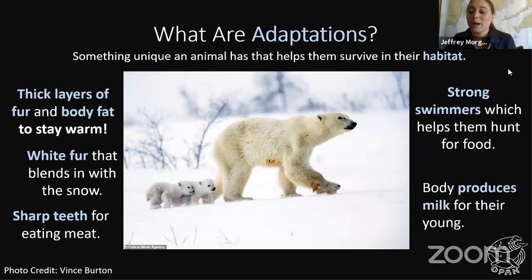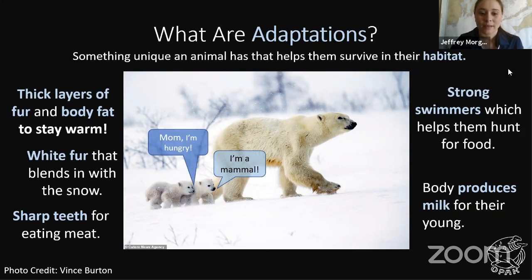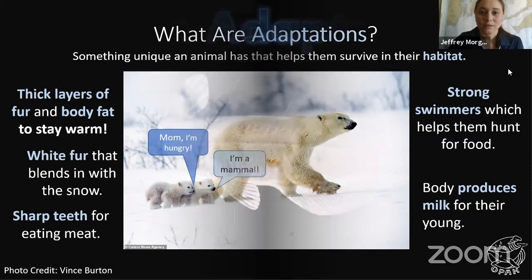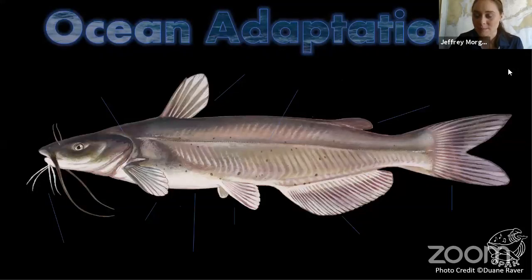Now, their bodies also produce milk for their babies. This mother polar bear you see in the picture has two cubs. Her body produces milk to feed those baby cubs. And you might be familiar that makes these animals a mammal. And something really, really cool that not a lot of people know, polar bears are marine mammals. We're going to talk about what that means a little bit later. But here we go. We're going to go into some ocean adaptations.